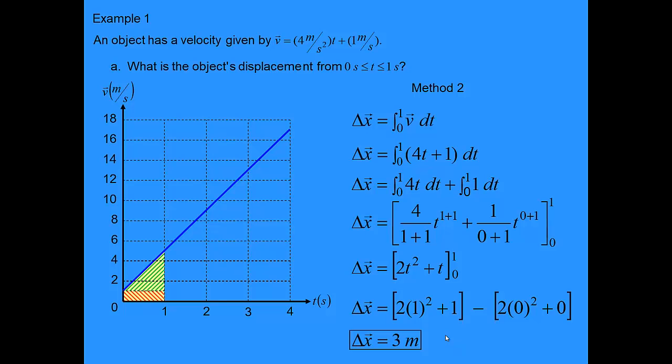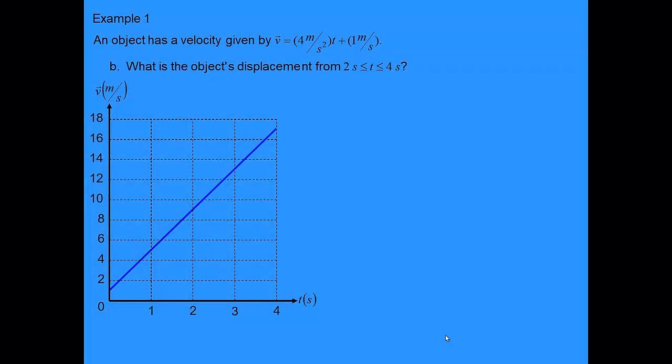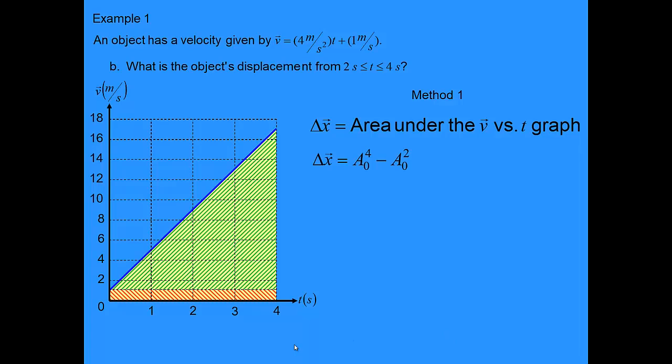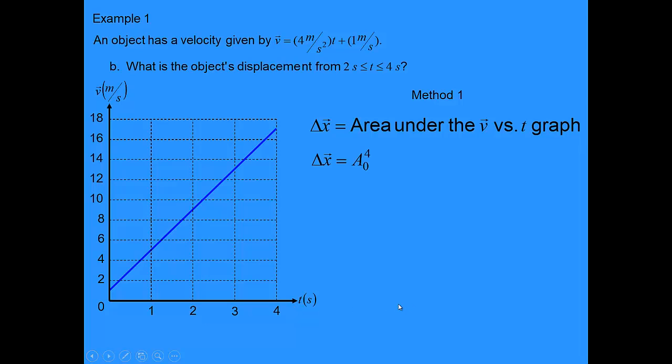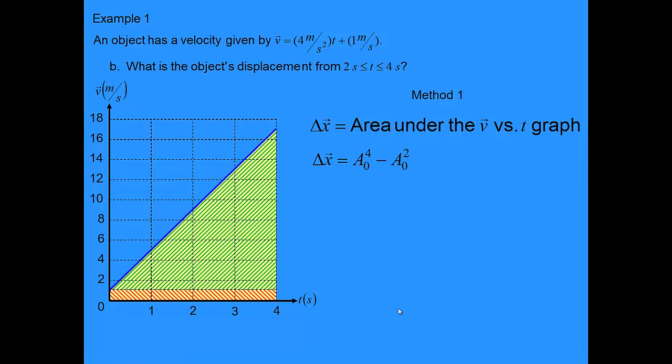Let me show you what I mean. Part B. What is the object's displacement from 2 seconds to 4 seconds? Okay, method 1, we're going to grind through the geometry of the situation. It's the area under the velocity time graph from 2 to 4 seconds, which we could write as the area from 0 to 4 minus the area from 0 to 2. You with me? And that's the area between 2 and 4.